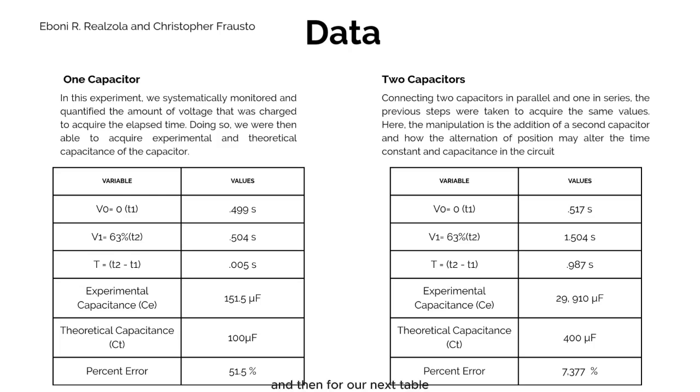And then for our next table, we connected 2 capacitors in parallel and 1 in series, and the previous steps were taken to acquire the same values. Here, the manipulation is the addition of a second capacitor, and how the alteration of position may alter the voltage and capacitance of both. The last percent error shown in figure D shows that we may have miscalculated or made a mistake by choosing the wrong cycle, which may explain why the percentage is so high, but more of our thoughts will be elaborated on in our conclusion.